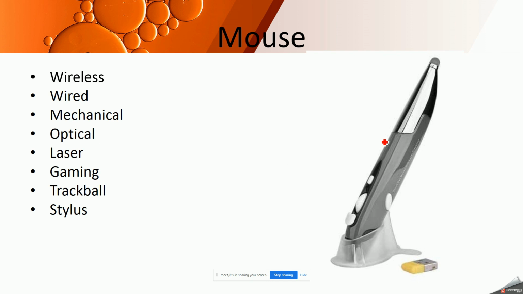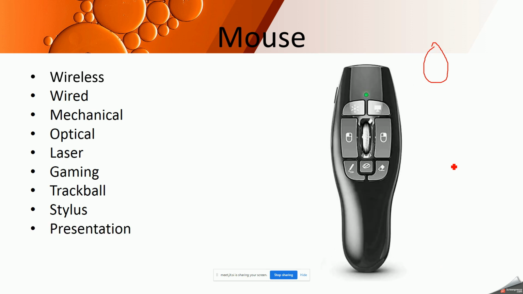Next is a stylus. Here you can see there is a tip through which you can write on the screen. You can write on your mouse pad just like you hold a pen. Those people who work mostly with AutoCAD or any graphic software can use this.